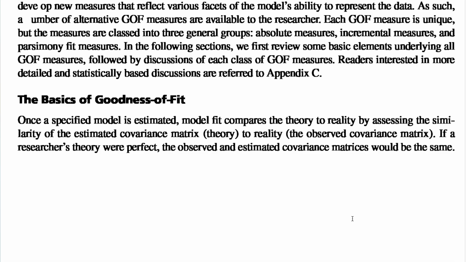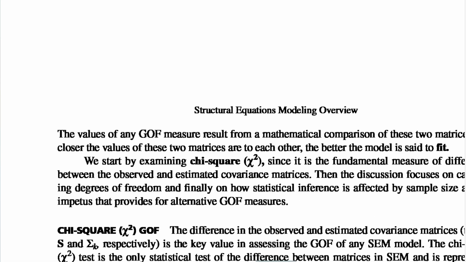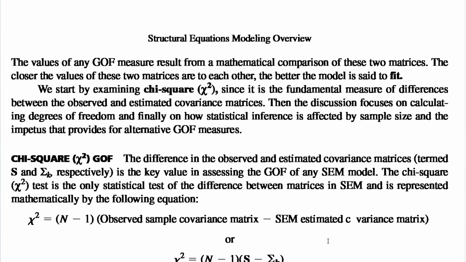The basics of goodness of fit. Once a specified model is estimated, model fit compares the theory to reality by assessing the similarity of the estimated covariance matrix, the theory, to the observed covariance matrix, reality. If a researcher's theory were perfect, the observed and estimated covariance matrices would be the same. The value of any goodness of fit measure results from a mathematical comparison of these two matrices. The closer the values of these two matrices are to each other, the better the model is said to fit.